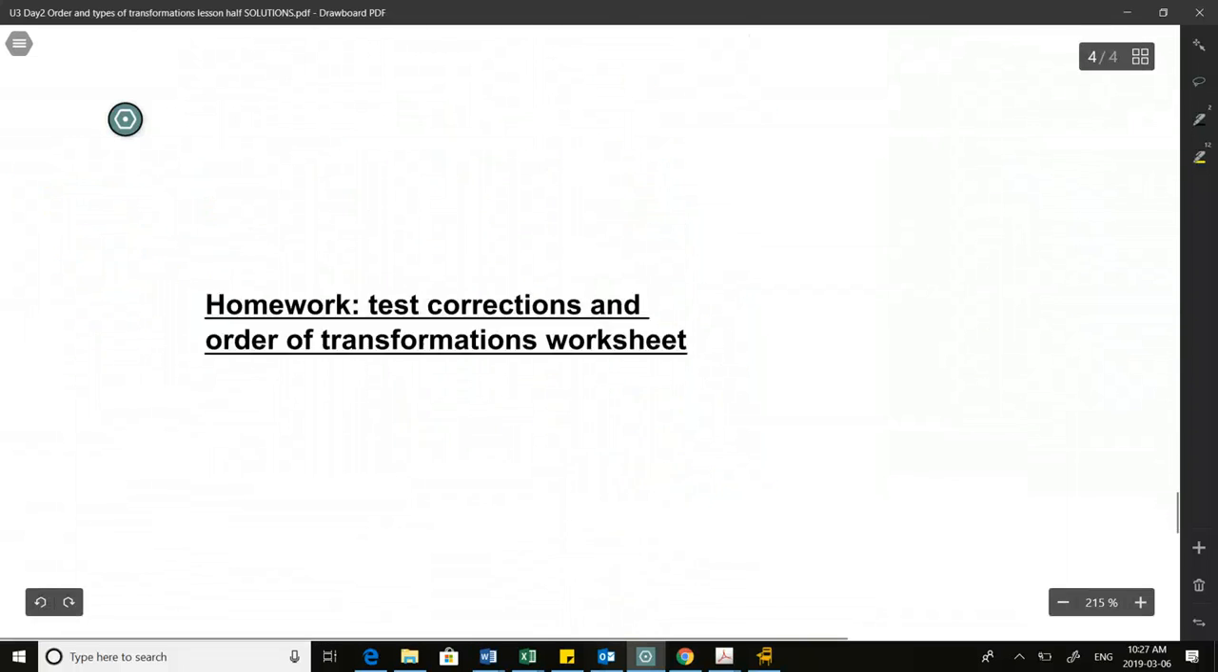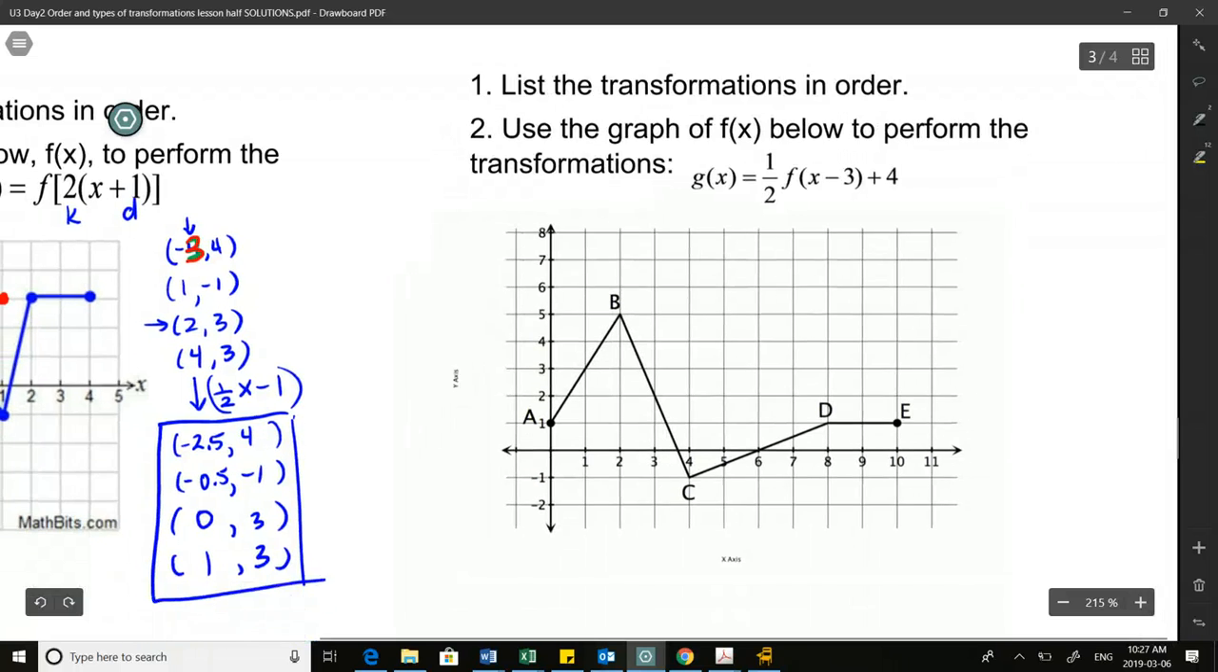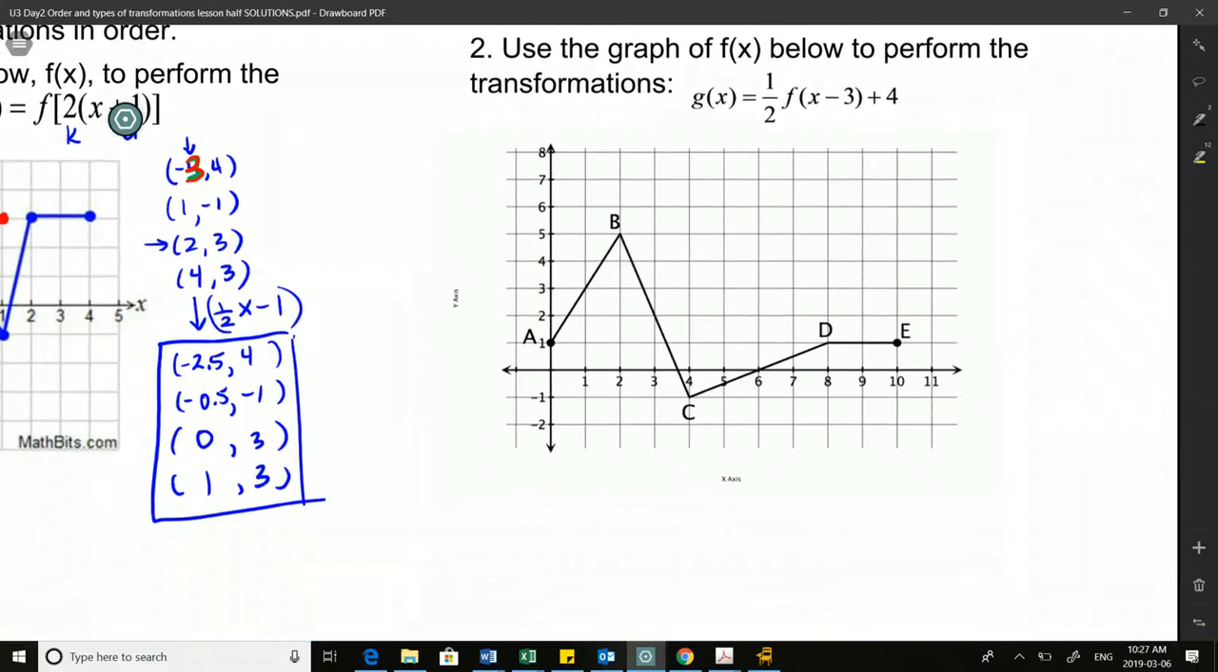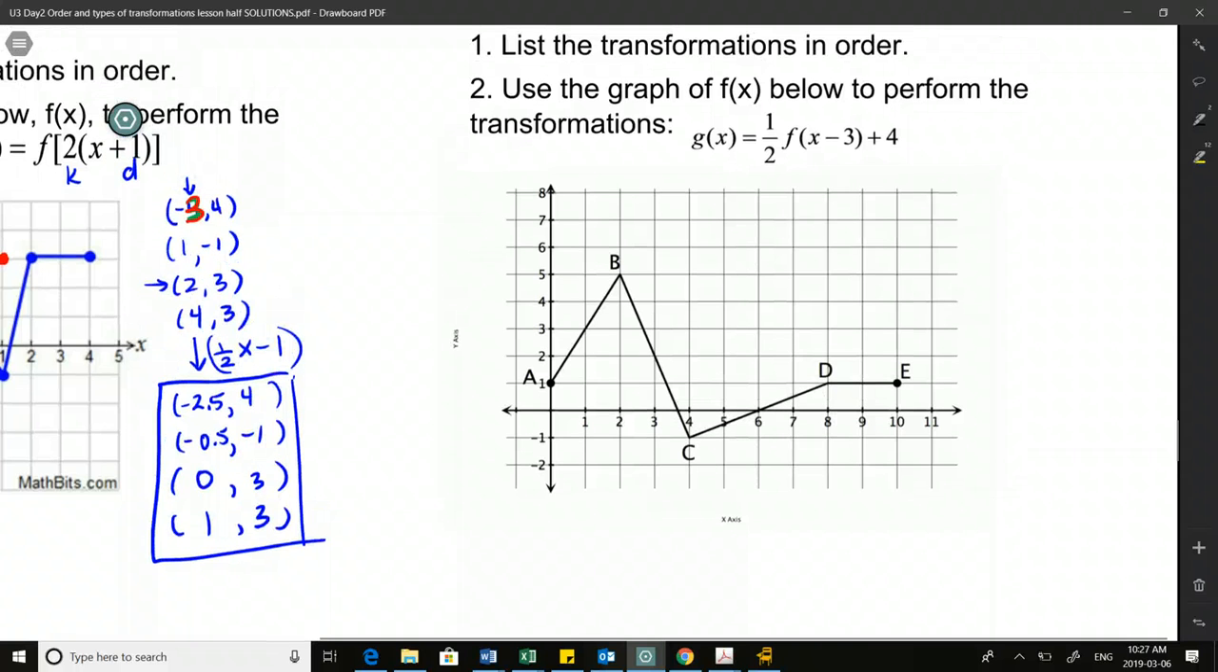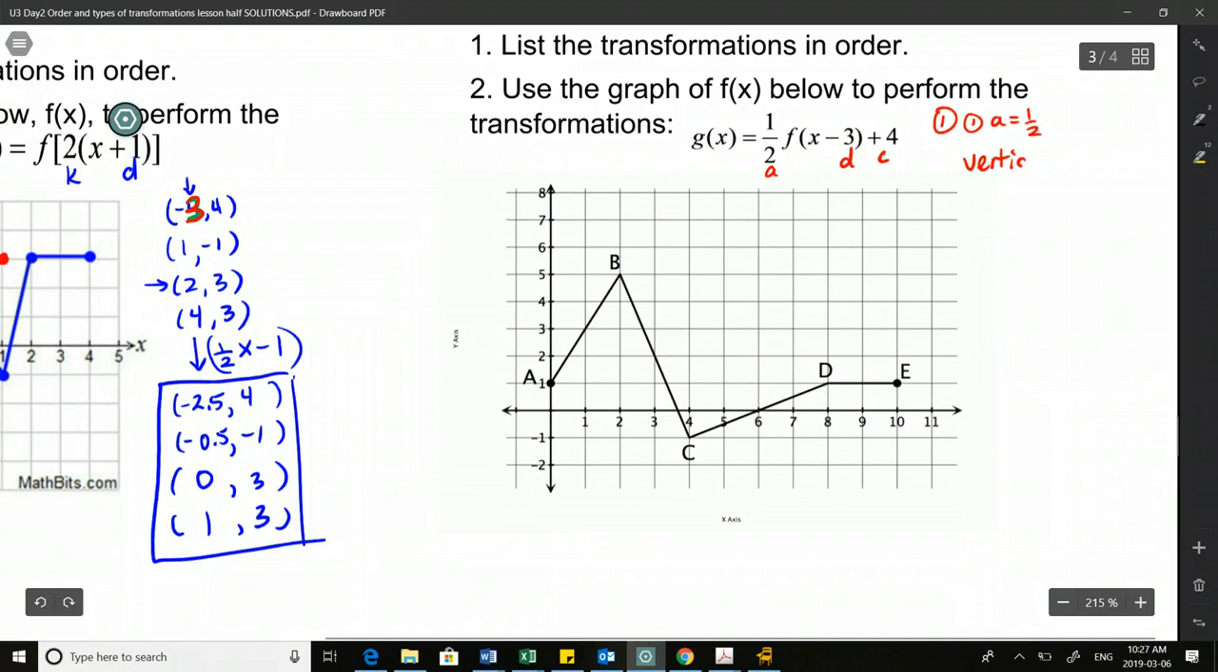Okay, last one for us, just to get a handle on these. So what variables do we have? We have an A, a D, and a C. Very good. So we're going to list the transformations in words. The first one is A as a half. What does this do to our graph? Not flip. Vertical compression by a factor of 1/2.